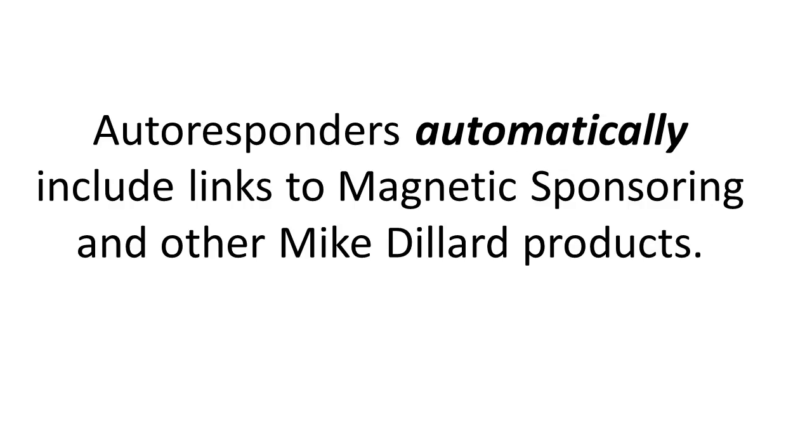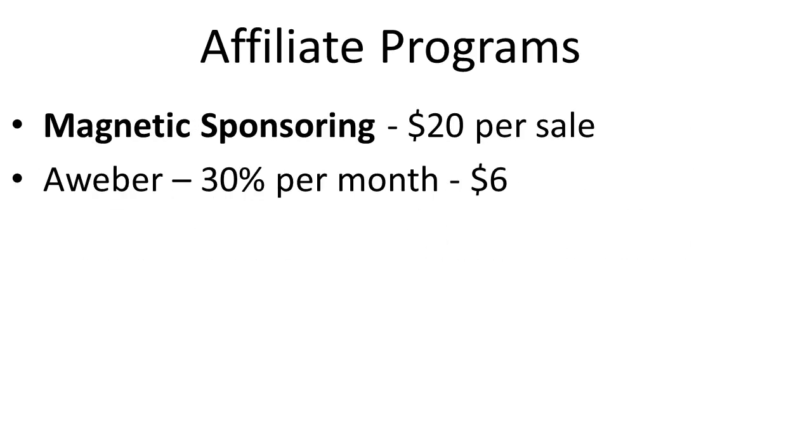Okay, the autoresponders that are sent automatically include links to magnetic sponsoring products. Okay? So before you start building your list, you do want to make sure that you've added your affiliate link information on the affiliate links page. That way, when the emails go out, they will include your link in the message automatically to, for example, the magnetic sponsoring ebook.